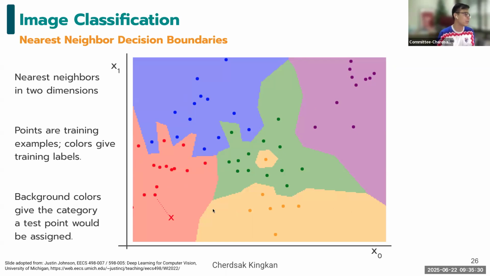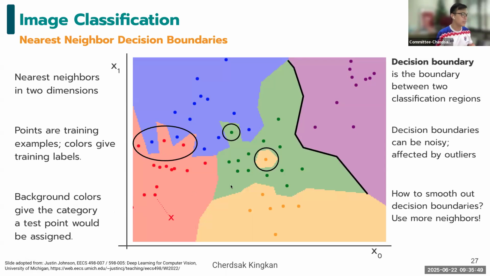As you can see, for example, if we have a testing image and it falls at this X area, we can assume that this image would probably belong to the red color group here. The decision boundary is the boundary that can separate the two regions apart, right? And sometimes the decision boundary can be very noisy, right?